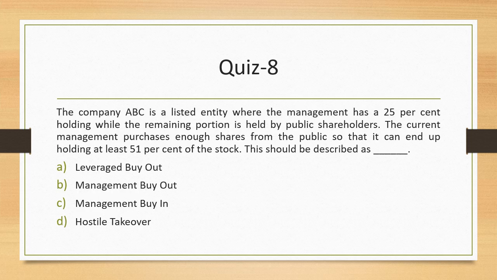The company ABC is a listed company where the management has 25% holding while the remaining portion is held by public shareholders. The current management purchases enough shares from public so that it can end up holding at least 51% of the stock. So basically management is increasing the stock. Okay, so here in this particular case we will call this scenario or this example as the management buyout. So management is getting or taking control of the business.